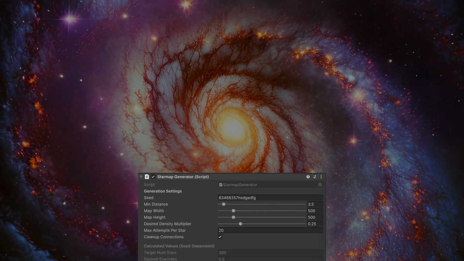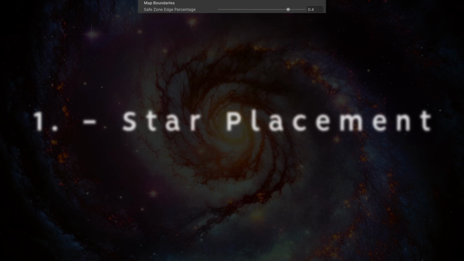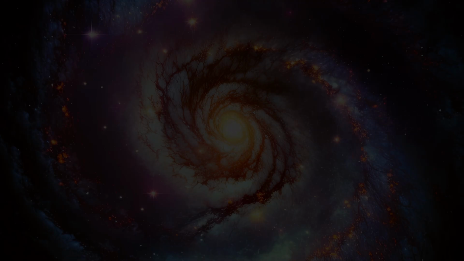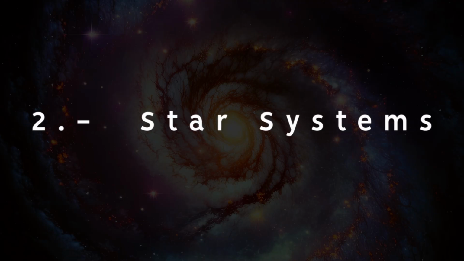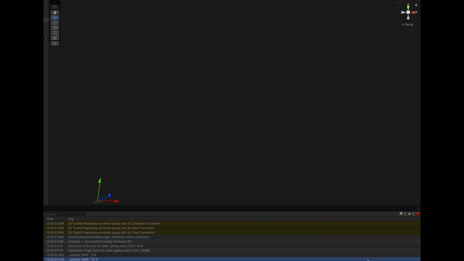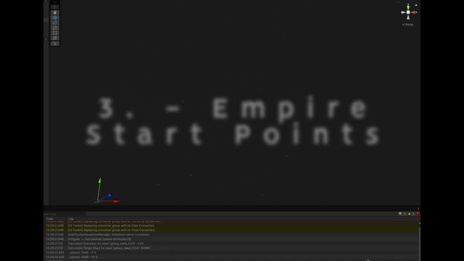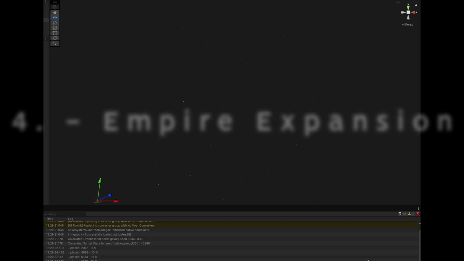So what exactly is happening under the hood to create a galaxy? It's a multi-step process. 1. Star placement. We procedurally generate positions for all stars. The goal is to keep them from being too clumped together, but also not so perfectly spaced that it feels unnatural. 2. Star system. For each star, we generate a star type and a planetary system. This is also where we lay the groundwork for the galaxy's economy, determining what resources and population each planet has. 3. Empire start points. Next, we find starting positions for all the alien empires, making sure they're a respectful distance from each other.